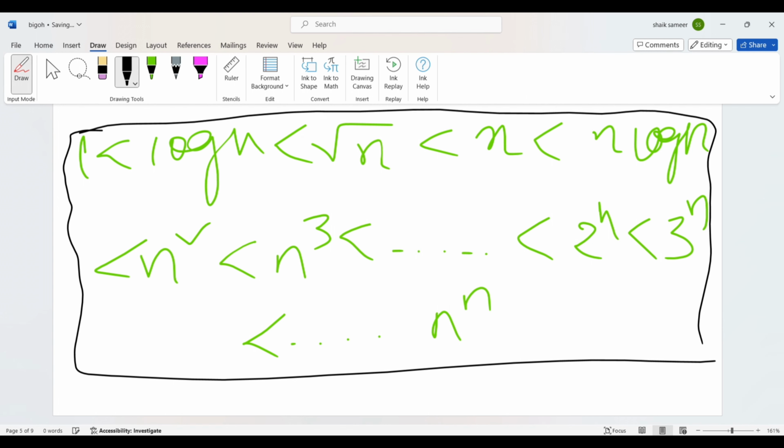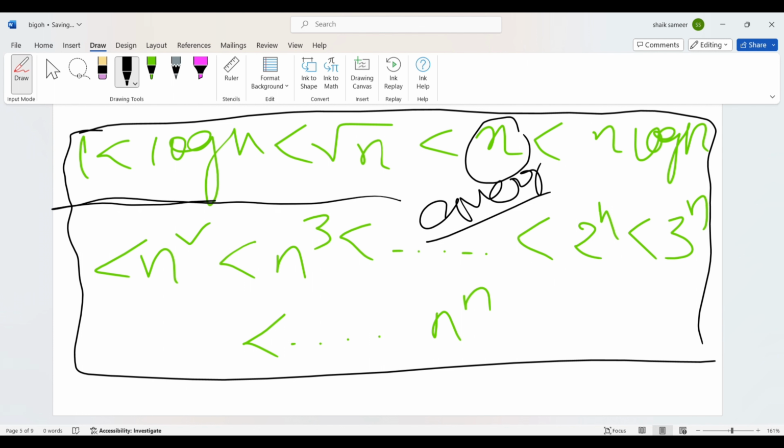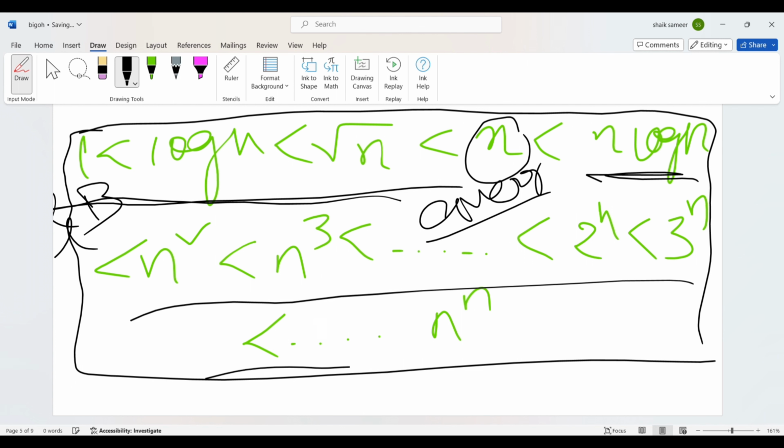Here this n is the average bound. So before this n, these are lower bounds, LB. I will write LB, lower bounds. After this n, these are upper bounds, UB, upper bounds. What are these upper bounds? What are these lower bounds?